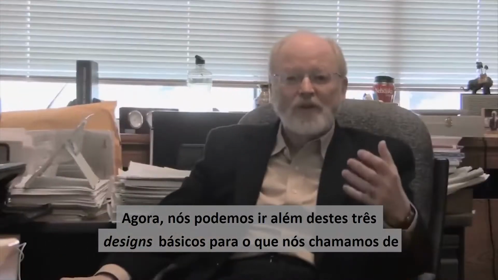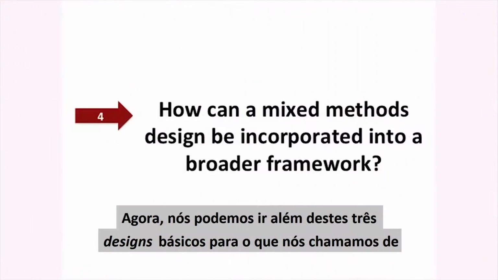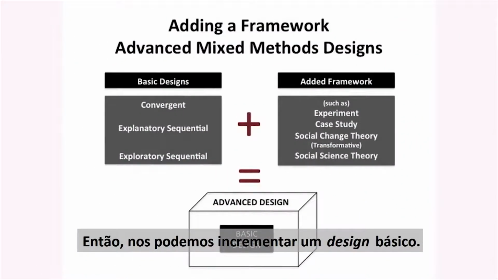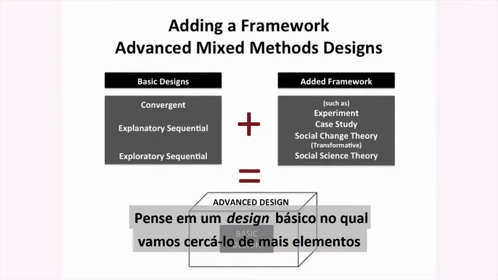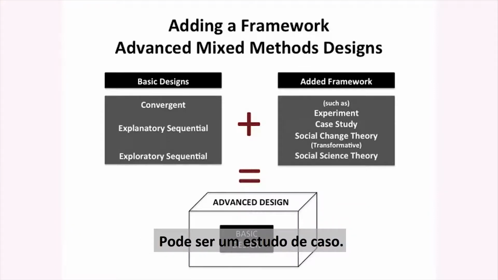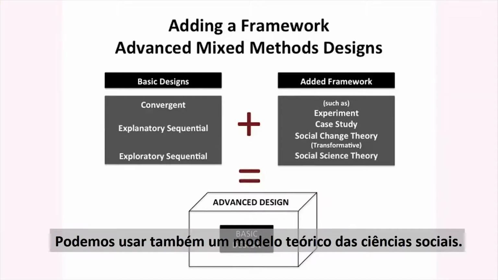Now, there's one more step. We can move beyond these three basic designs to more what we call advanced designs. So within a basic design, we can add to it. Think about a basic design that we're then going to surround it with a more advanced design. We're going to put some more features into it. For example, we might do an experiment within which a convergent design is used. We might do a case study. We might use a theoretical model, a social change model, for example. Or we might use a social science theory model.